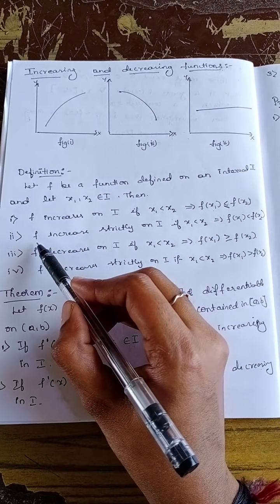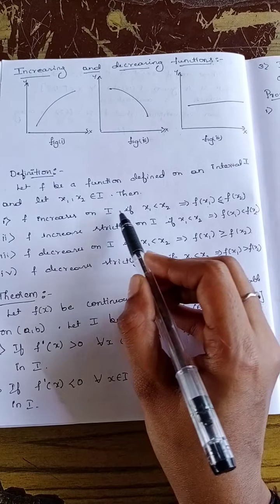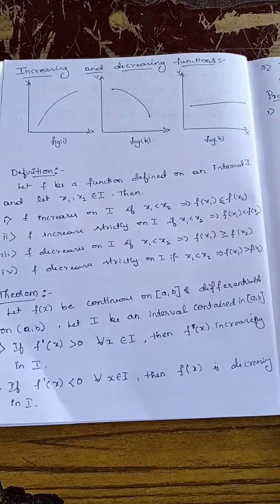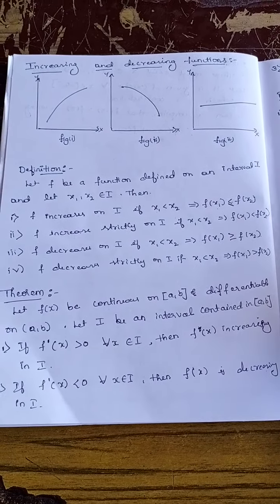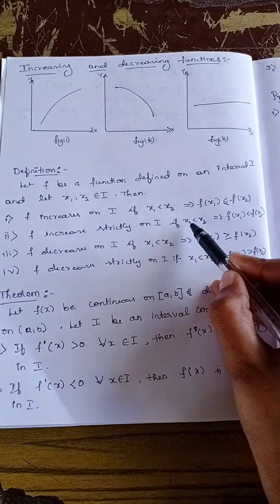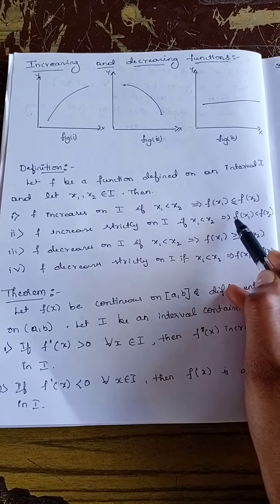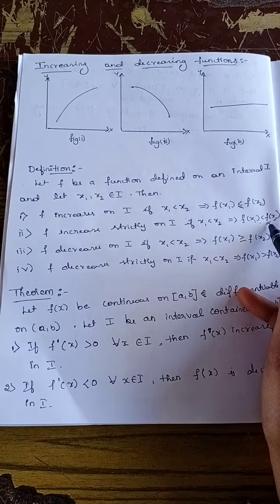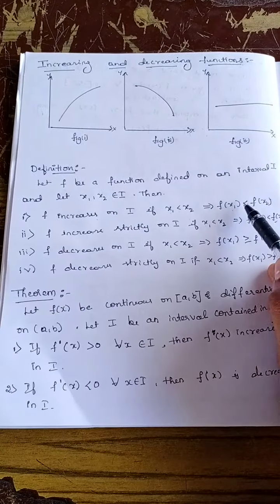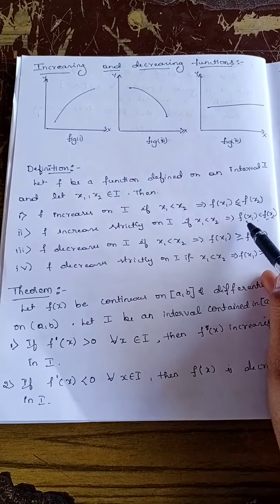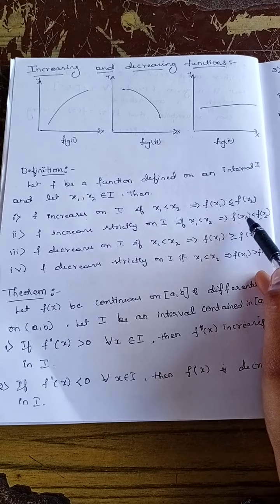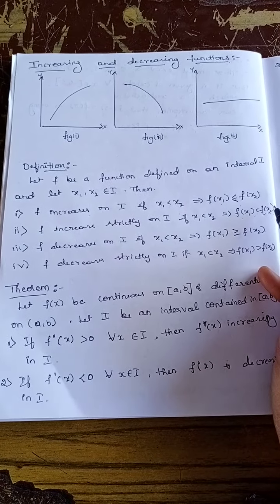And the second definition is f is strictly increasing. F is said to be a strictly increasing function on the interval I if x1 strictly less than x2 implies f of x1 is strictly less than f of x2. In an increasing function it is less than or equal to, but in a strictly increasing function f of x1 is strictly less than f of x2.